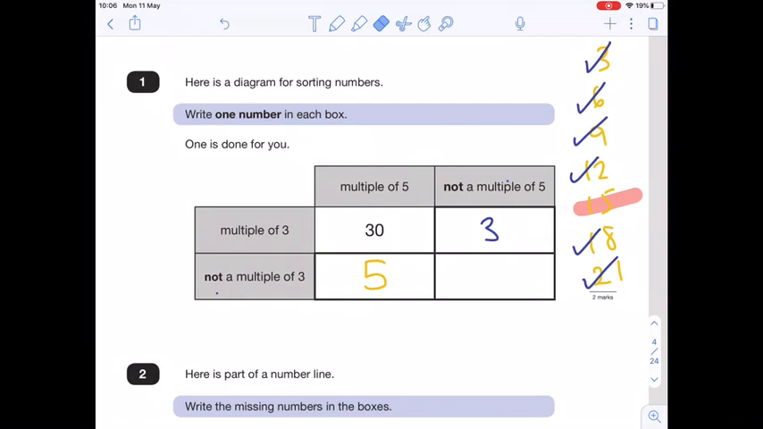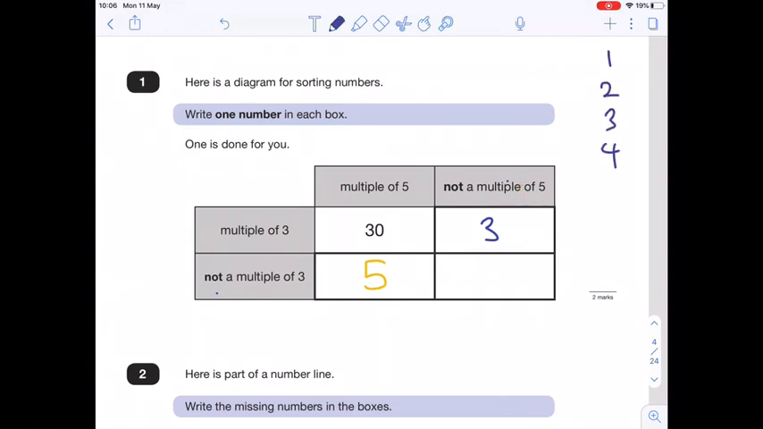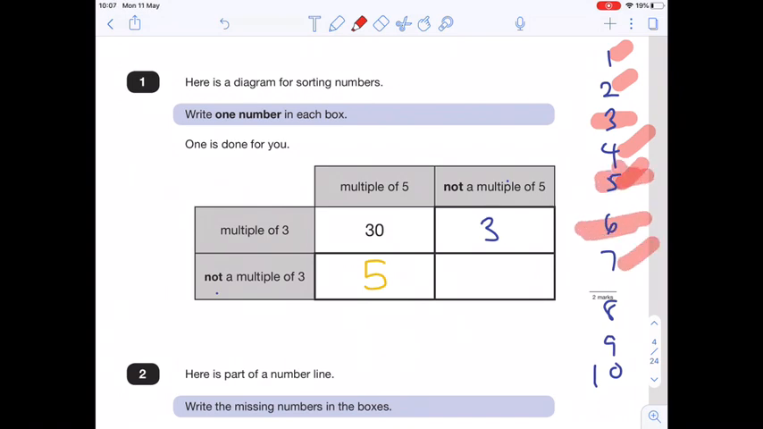And then in this one here, you needed ones that were not a multiple of 5 and not a multiple of 3. So if you look at 1, 2, 3, 4, 5, 6, 7, 8, 9, 10. Of those ones, you could have had 1, you could have had 2, you couldn't have had 3, you could have had 4, you couldn't have had 5, you couldn't have had 6, you could have 7, 8, you couldn't have had 9, you could have had 10. So I'm going to go for 1 in there.